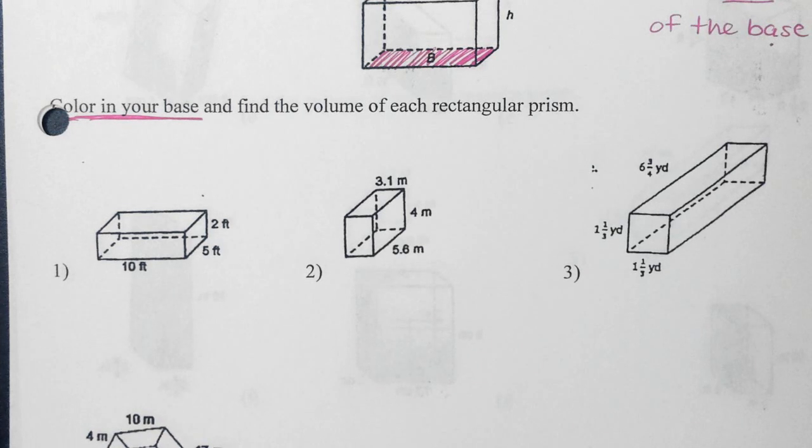All right. So let's look at number 1. First, I'm going to tell you what I think is the easiest way to pick my base. I want you to look at all these numbers on number 1. And I want you to pick 2 numbers that would make a rectangle. What 2 lines could I put together and make a rectangle? Parker? 10 feet and 5.